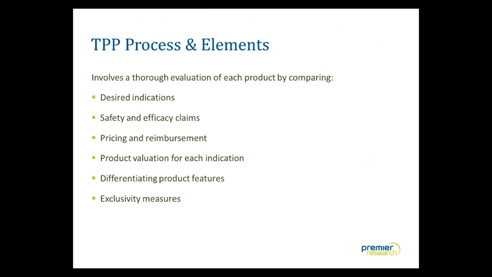What's the landscape like? When you look at multiple target product profiles, multiple indications, what is the value, the net present value or return on investment, internal rate of return for each indication? What are the differentiating product features that your competitor has versus your product? And last but not least, again, at a very high level, I'll drill down on these in more detail: what are the exclusivity measures that you're looking for that help to keep your market share within the market?